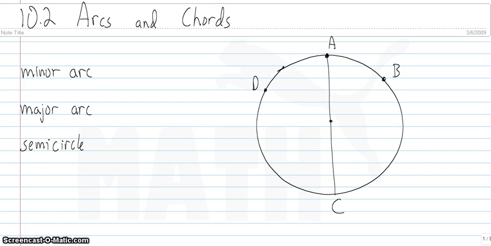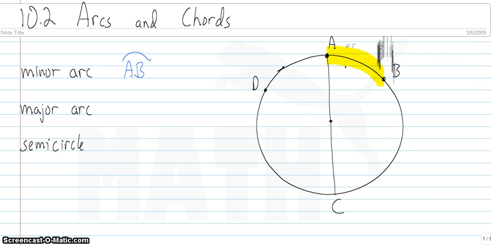This is section 10.2, and we'll be talking about arcs and chords. First, let's start with the definitions for some arcs. We have a minor arc, and a minor arc is going to be a small arc that travels along the circle. An arc is just an unbroken fraction of the circle, and this is the small one. We would call that one arc AB.